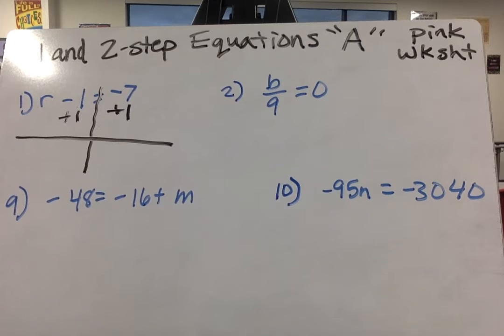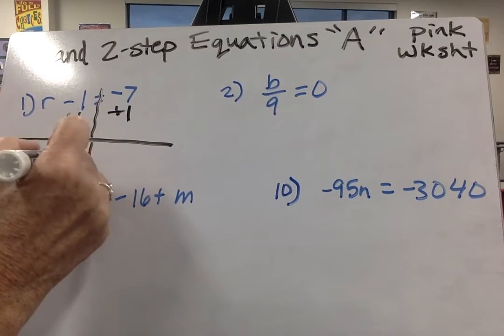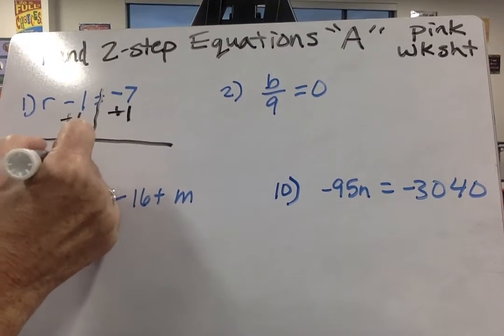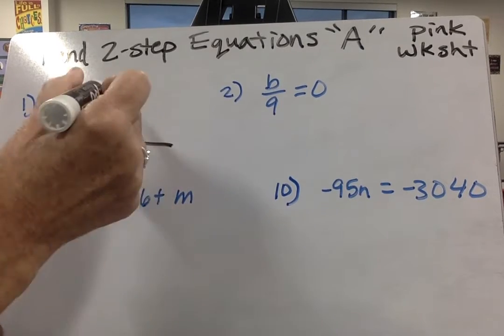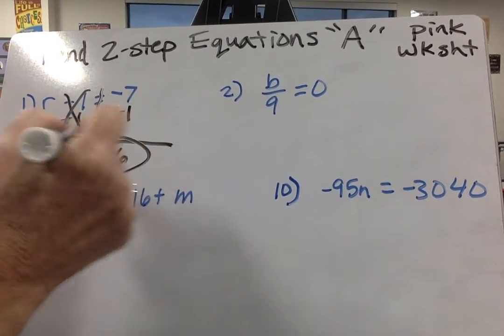Some people try and take shortcuts and might get a -8 for an answer or something like that, and that would be incorrect. So we need to make sure we're showing work. So r equals -6. -7 plus 1 is -6.